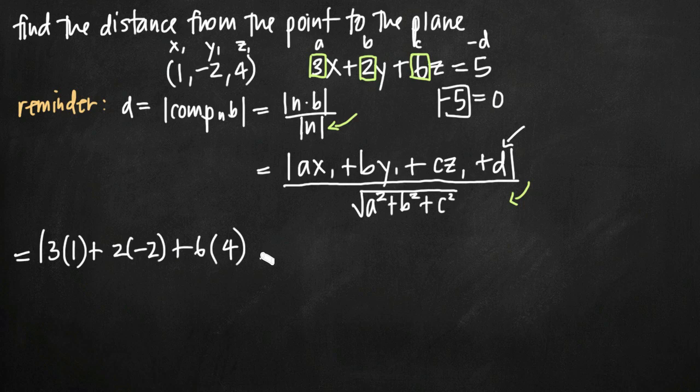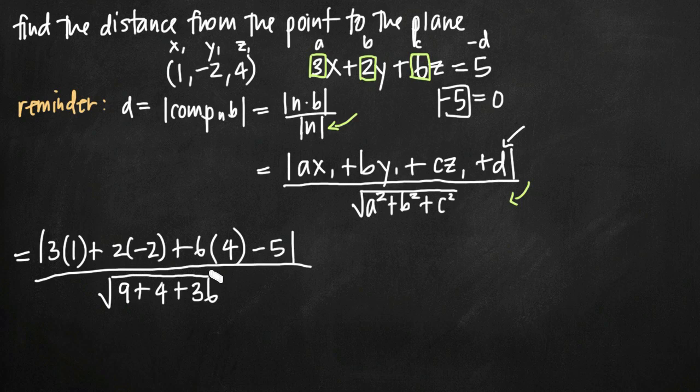We're going to be plugging in -5. So plugging in for positive d, we're just going to get -5 here. And then in our denominator, we have the square root of a squared. Well, 3 squared is 9, plus b squared, 2 squared is 4, plus c squared, 6 squared is 36, so we get 9 plus 4 plus 36 in the denominator.